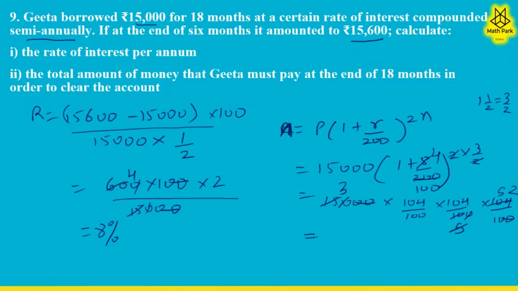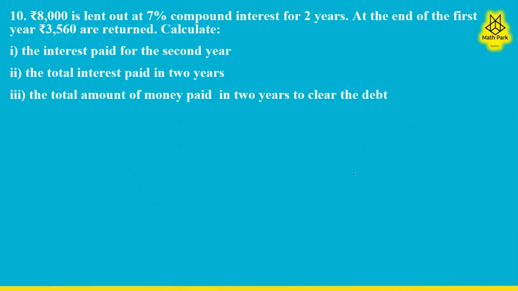Let us do this multiplication. 104 into 104 into 52 into 3, which we get as 1687296, right? And then the denominator we have 100 left. So if I put the decimal, I'm getting rupees. This is your final answer. So the total amount of money that Geeta must pay at the end of 18 months in order to clear the account is rupees 16,872 and 96 paise. Got it? Moving to question number 10.